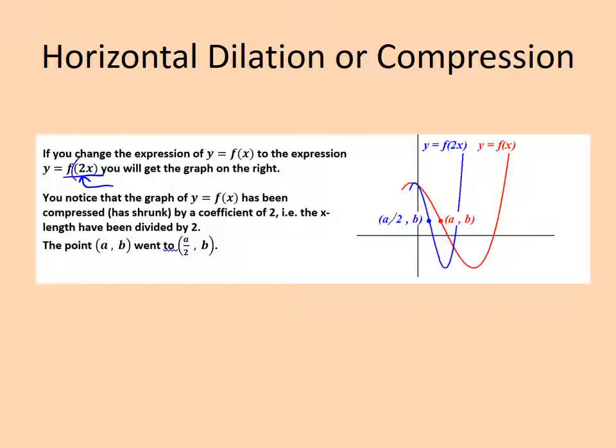Now, because it's a 2, that means you're going to do exactly to the graph opposite of what you think. So you're going to compress it by 2, which means you're going to take your x-coordinate. If your x-coordinate started at A, you're going to divide it by 2. Remember, it was 2x on the inside, and the operation that you're going to perform is you're going to divide all the x-coordinates by 2.